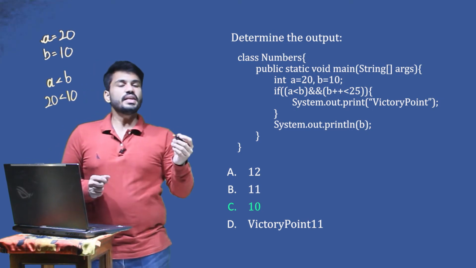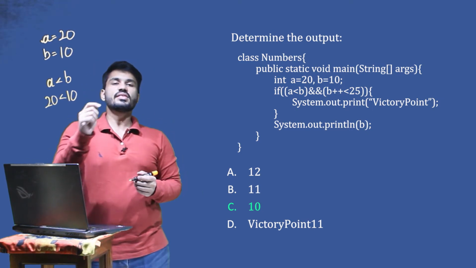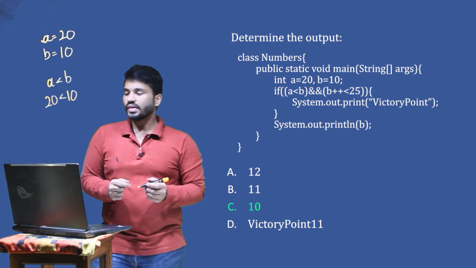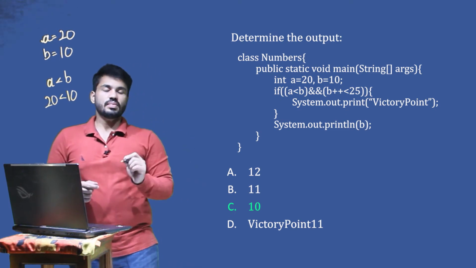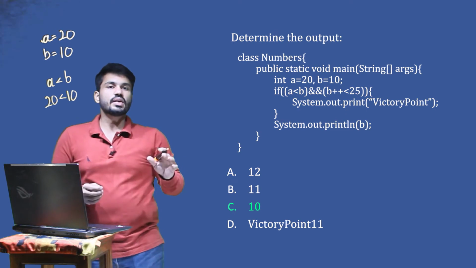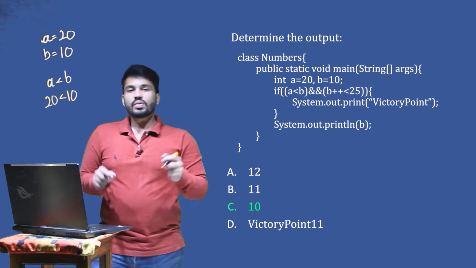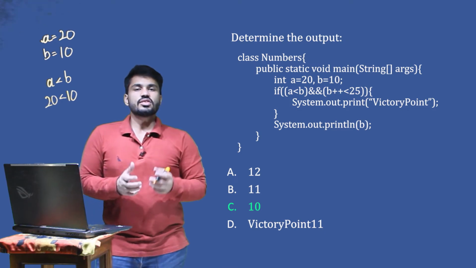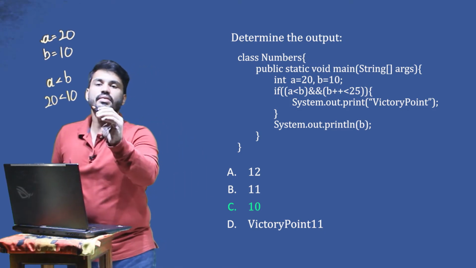So value of b does not change. So the condition inside if becomes false and victory point is not printed on the screen. The value of b does not change because the second expression is not evaluated at all. Now in the subsequent statement, we are printing the value of b on the screen. So the answer is 10.